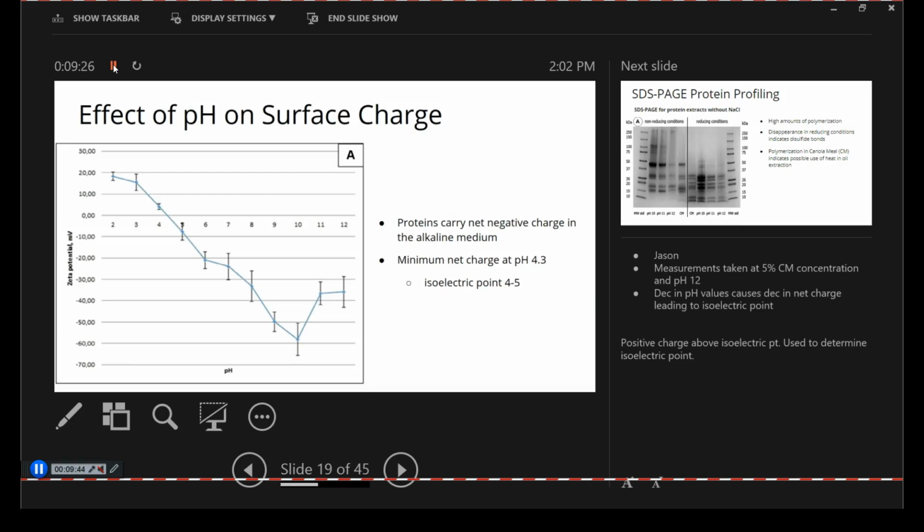So with the effect of pH on surface charge, we see that as pH increases from 2 to 12, there is a decrease in zeta potential from a positive charge to a negative charge, crossing the isoelectric point between 4 and 5, and reporting a minimal net charge at 4.3.